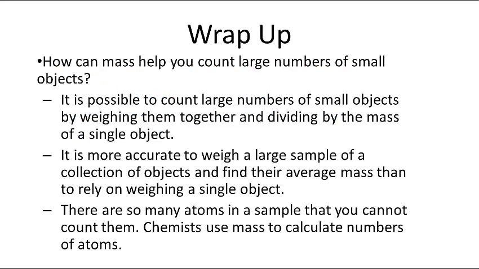Okay, wrap up. How can math help you count large numbers of small objects? We can count large numbers by weighing them together and dividing by the mass of a single object. It's more accurate to weigh a large sample and find their average mass than to rely on weighing a single object. And this is especially true if the objects are slightly different. And there are so many atoms in a sample that you cannot count them. So we use mass as a way to actually calculate the number of atoms.